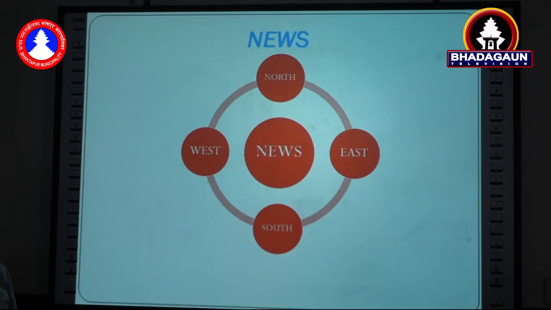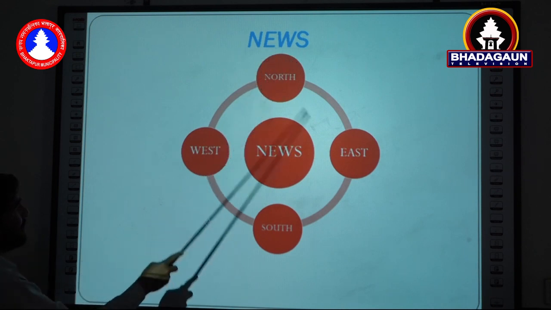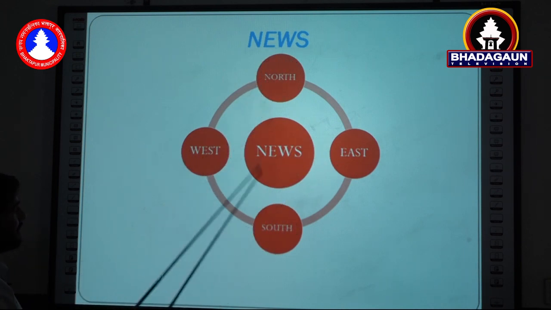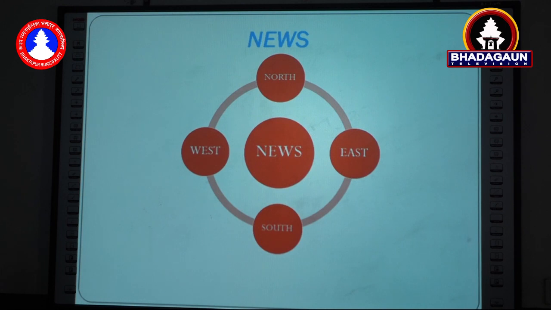Now, one interesting thing: news means 4 letters, right? N-E-W-S. North, east, west and south, all these 4 letters come in this one. It means the incidents that come from all of the directions, or all of the places, from north to south, east to west, that is generally called news.